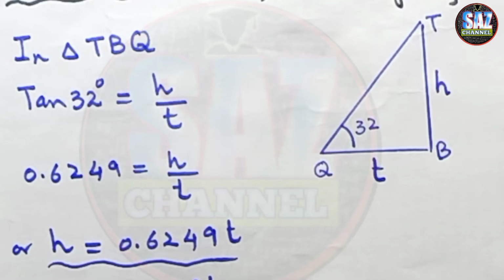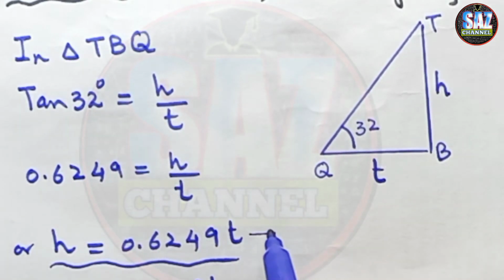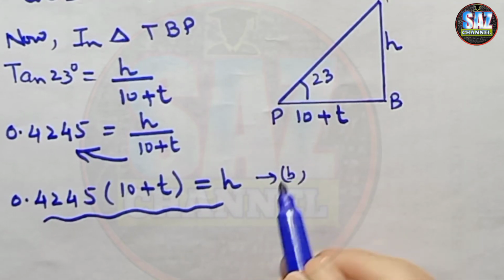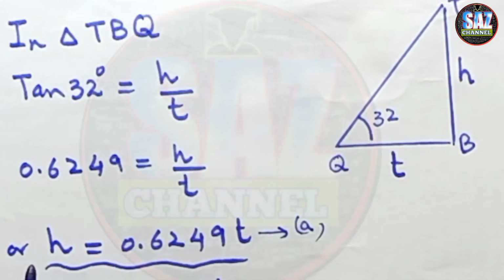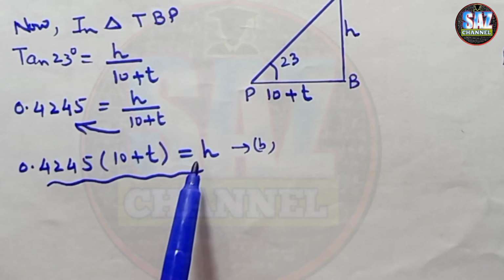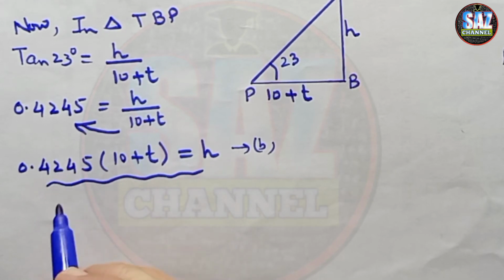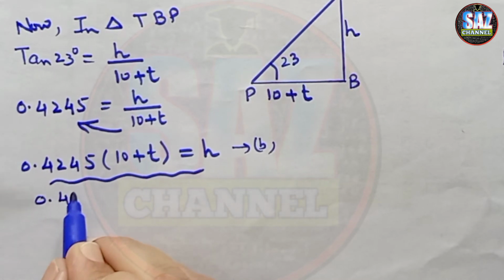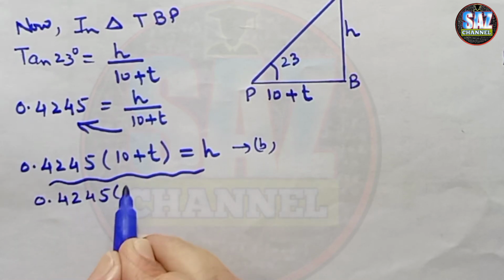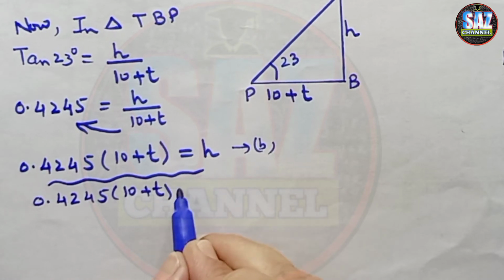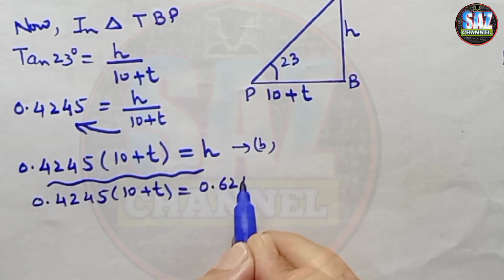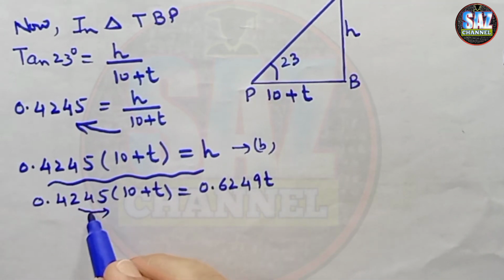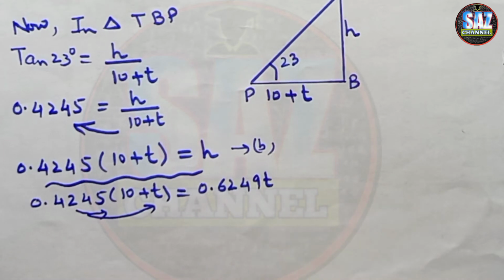Now if we look at this expression, let's mark it with A and let it be B. If we look at A and B carefully, this is the answer of H in terms of T, and here again we're getting the answer of H in terms of T. So we can compare: 0.4245 into 10 plus T equals 0.6249 T. Now simplify the equation, very easy question, and make T the subject of formula.